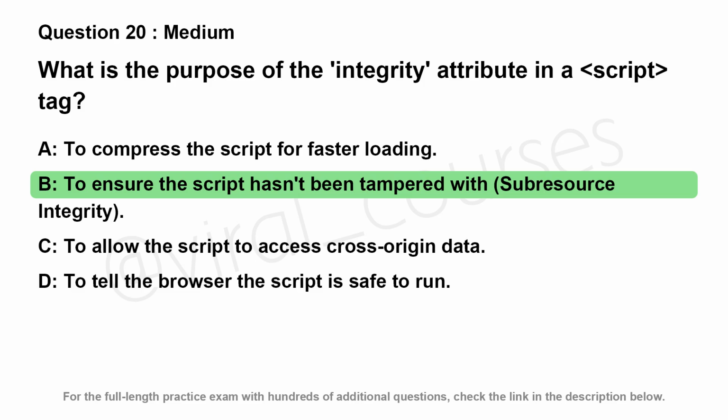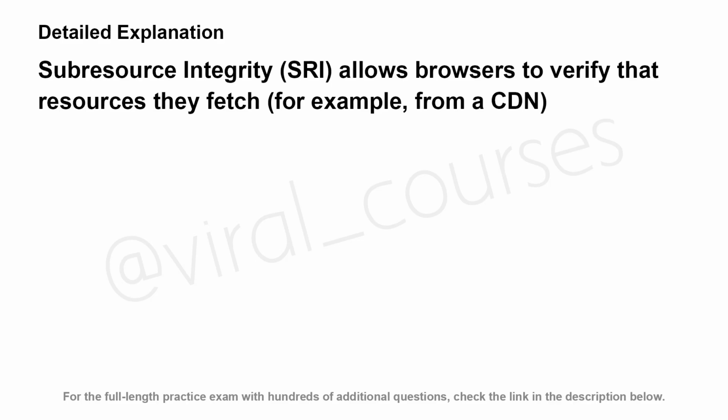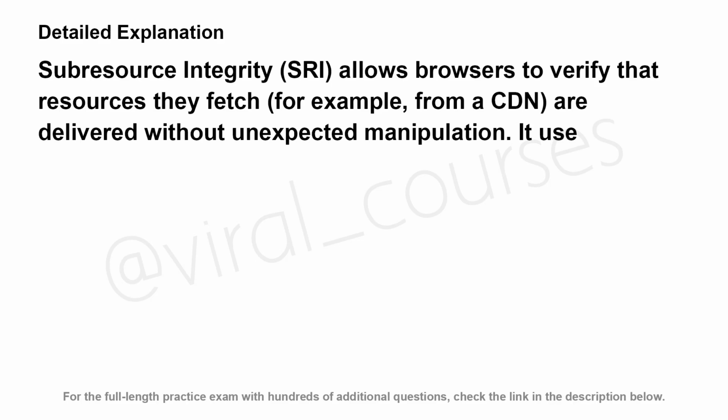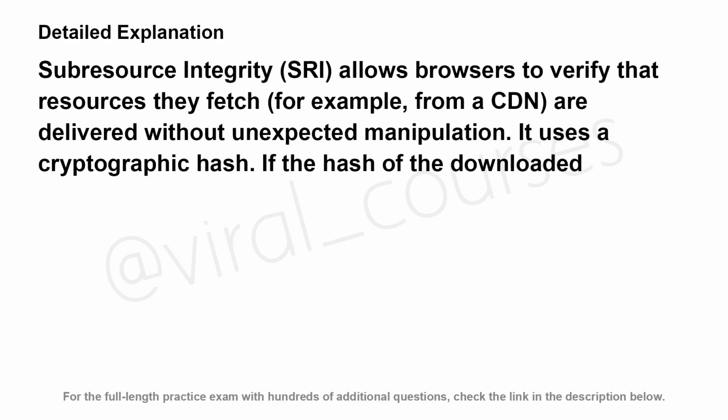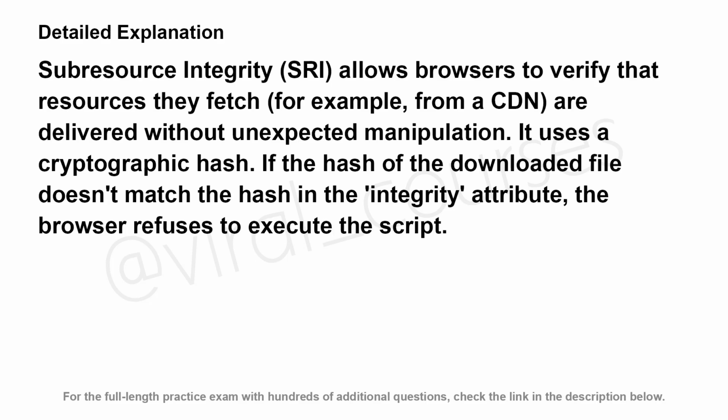The correct answer is B. Subresource integrity. SRI allows browsers to verify that resources they fetch, for example from a CDN, are delivered without unexpected manipulation. It uses a cryptographic hash. If the hash of the downloaded file doesn't match the hash in the integrity attribute, the browser refuses to execute the script.